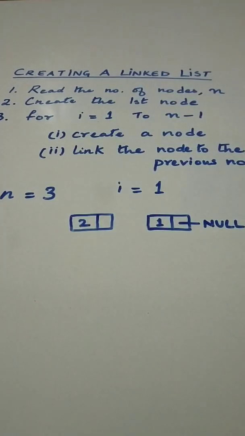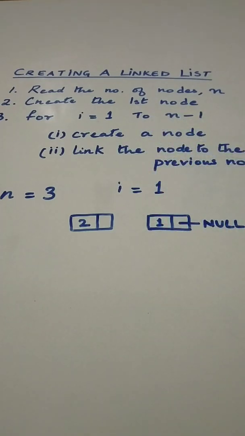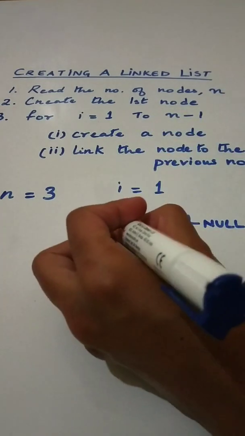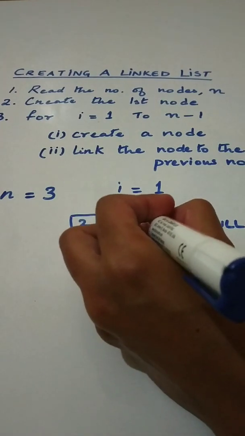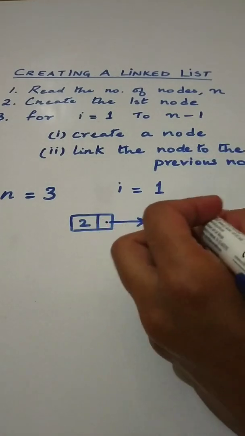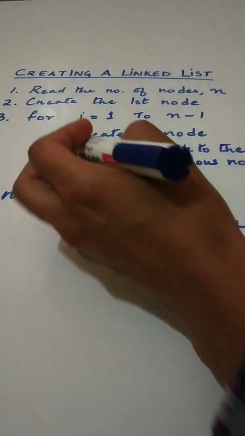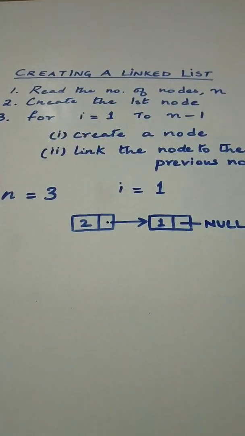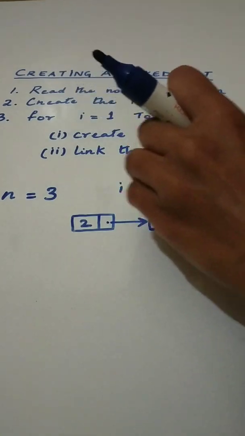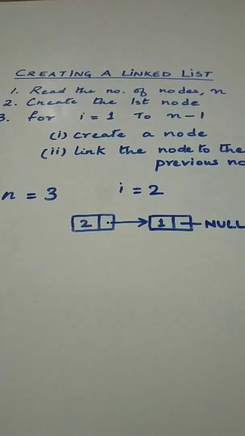Then after I create the node, what do I do? I link the node to the previous node. To link this to the previous node, I need to know the name of the previous node. So that is one thing you have to remember. Then after that, you go back and i becomes 2. So now i is not 1 anymore, i becomes 2. The condition is still satisfied.